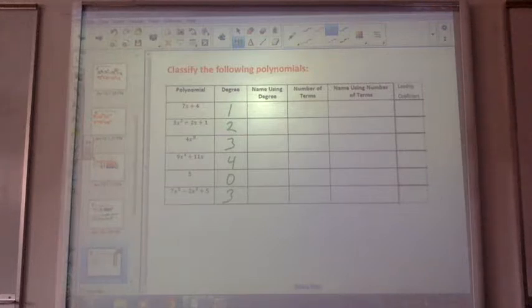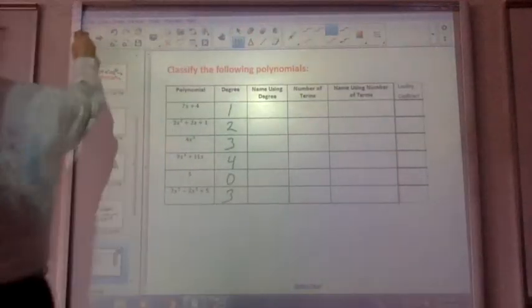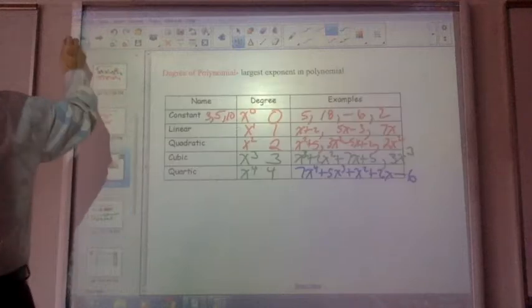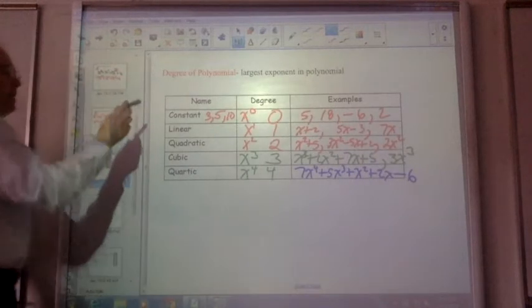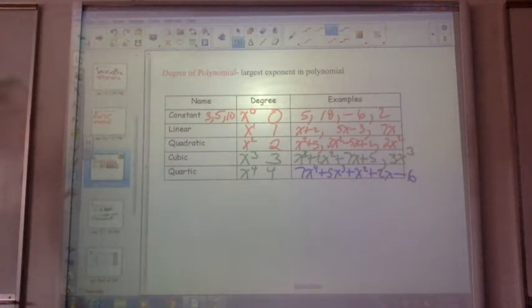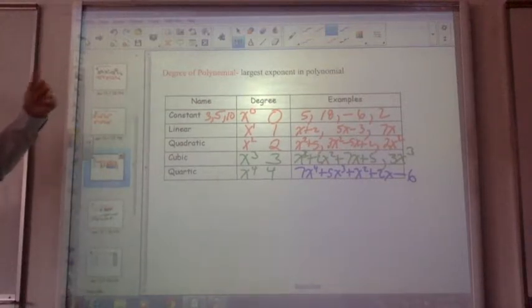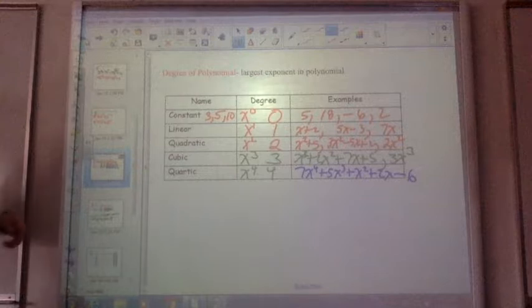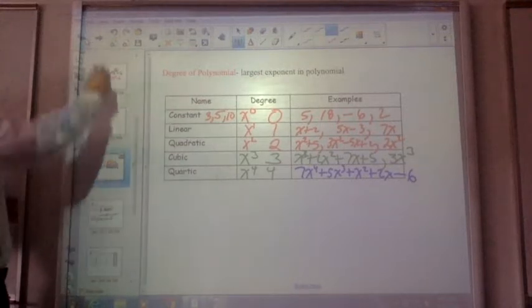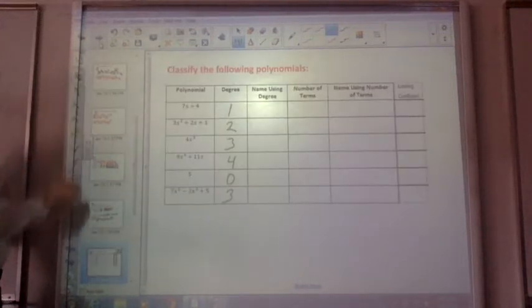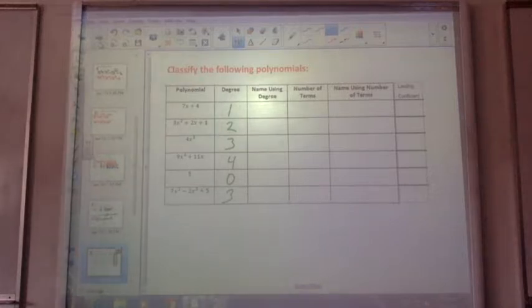Okay, what's the next thing say? Name using the degree. Okay, hang on, I gotta flip back. I'm gonna name it with the degree. I'm gonna name it constant, linear, quadratic, cubic, or quartic. Constant, it's to the 0 power. So it's the first one. Linear.